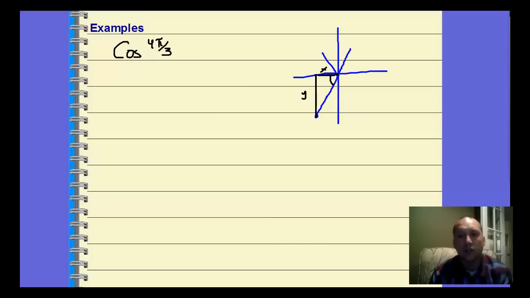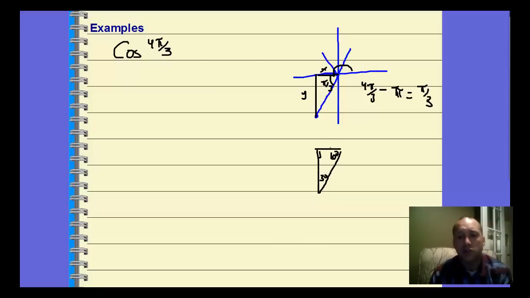So the entire angle is 4 pi thirds. So I did 4 pi thirds minus pi, because pi is this portion. So minus pi, and I end up at pi thirds. So I know that this reference angle is pi thirds. So now I'm going to look at my right triangle for pi thirds. Pi thirds is 60 degrees. So now I'm looking at a triangle where I know this is 60, this is right, this is 30.